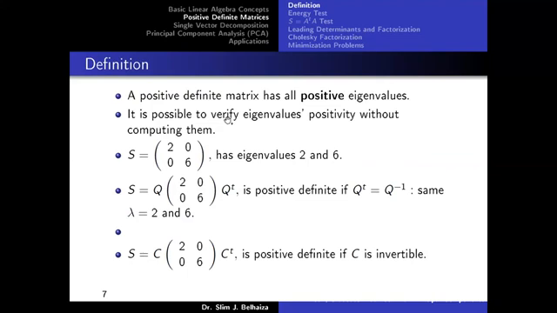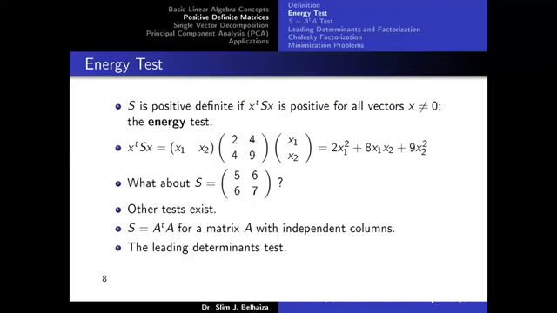Well, a positive definite matrix doesn't give you complex eigenvalues. More than this, it gives you positive eigenvalues. So it is possible to verify for a positive definite matrix that the positivity is checked out without even computing the lambdas. I'll go through a couple of ways to check this. For example, what we call the energy test: if you put S between X transpose and X, you end up with an always positive polynomial. This is what you call the energy test.